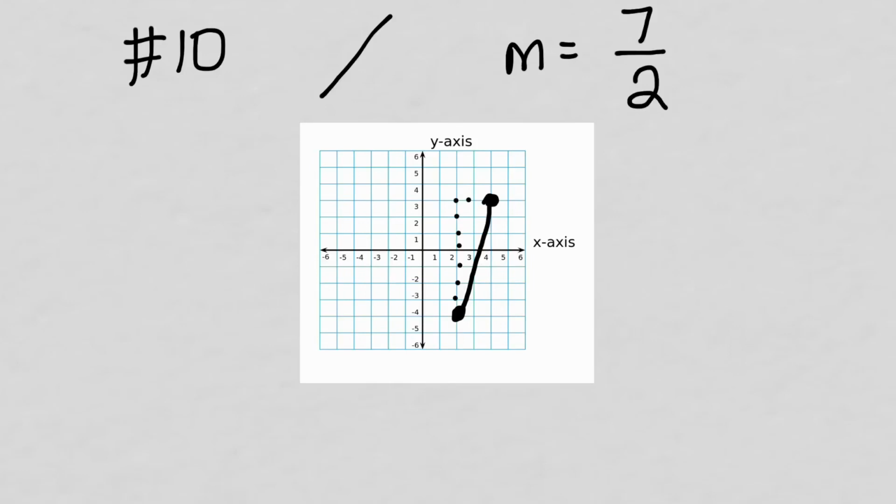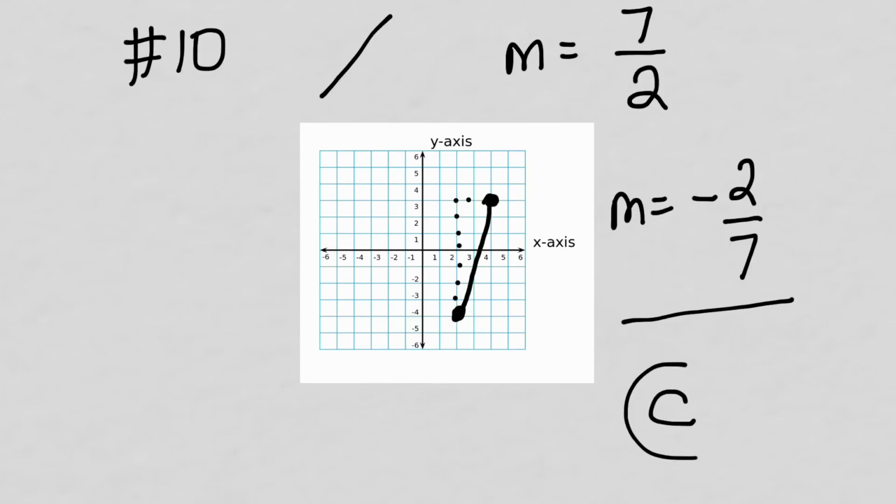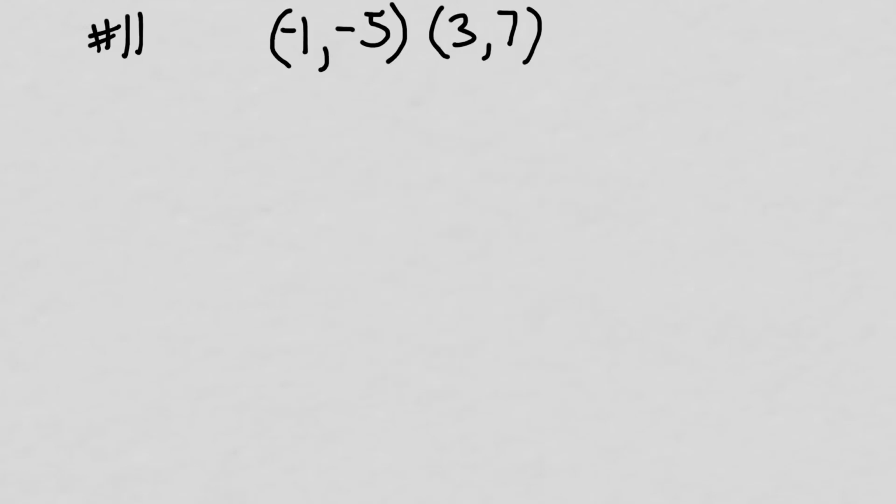That would make the slope of the perpendicular line negative 2/7. It's the negative reciprocal. Flip it upside down and change the sign. So this is the slope of the line perpendicular: m equals negative 2/7, which would be a correct answer on your sheet of C.